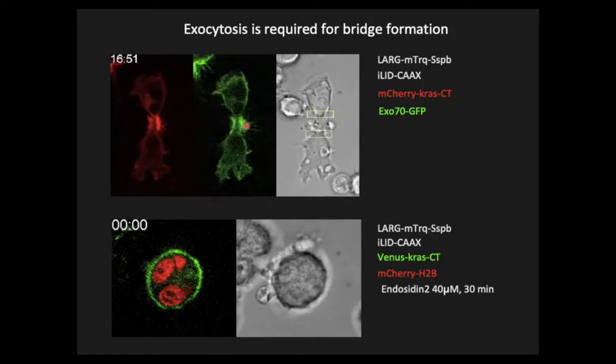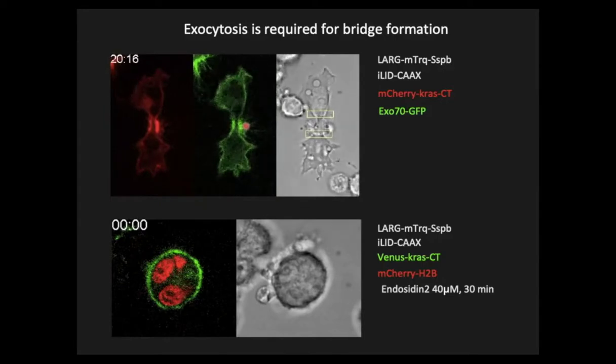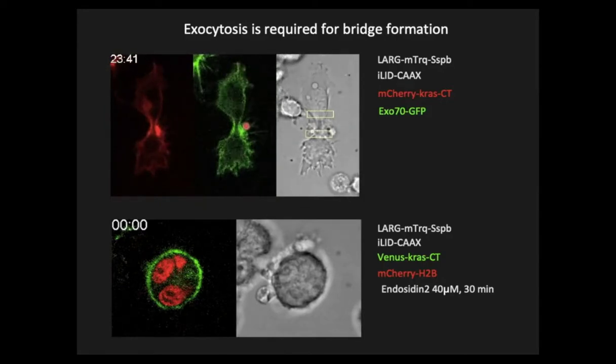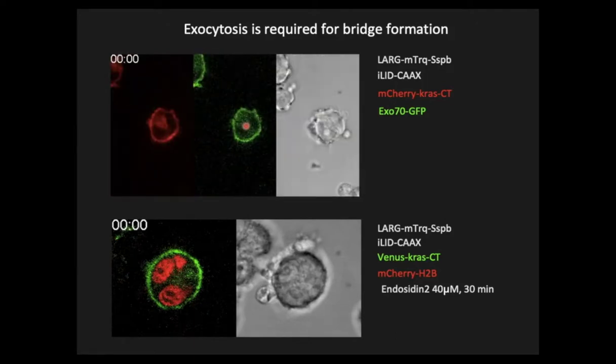This makes sense because it's reported that Exo70 interacts with ARF6 in the exocytic process. Then we think that there is exocytosis in this region of the cell to probably form the bridge, and it also makes sense because all the machinery is recruited or localized there.